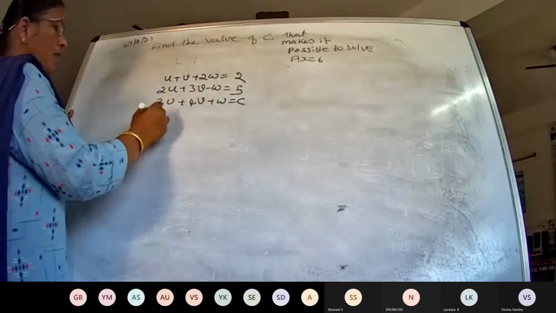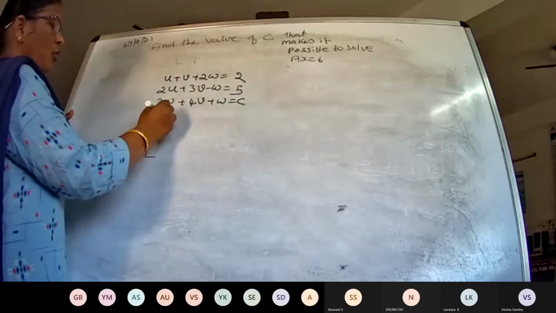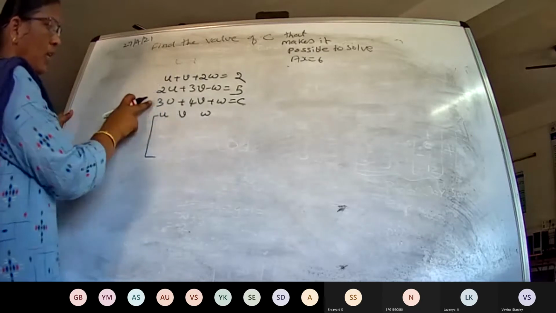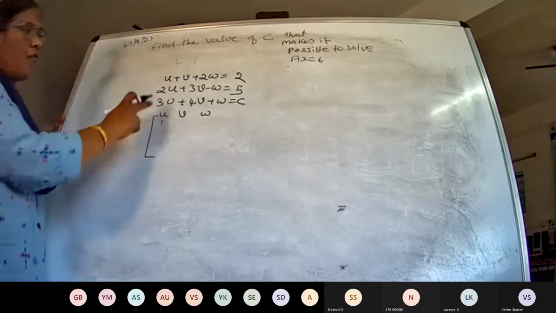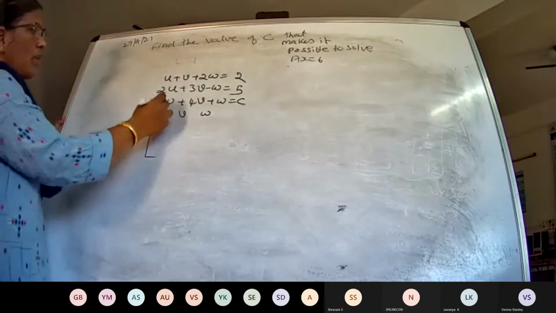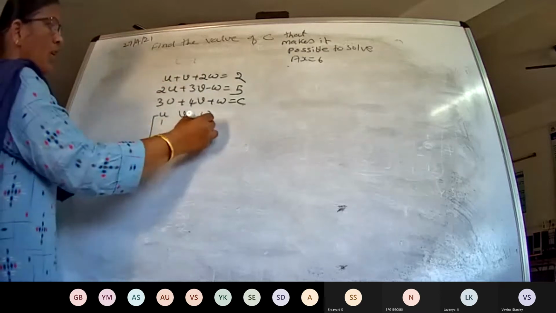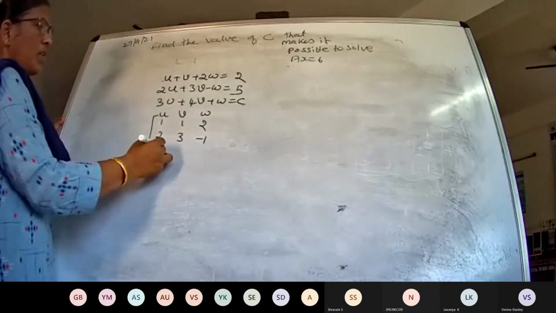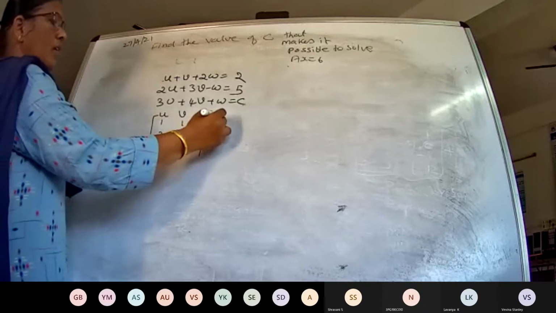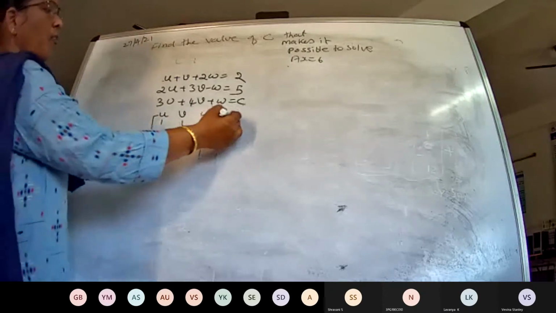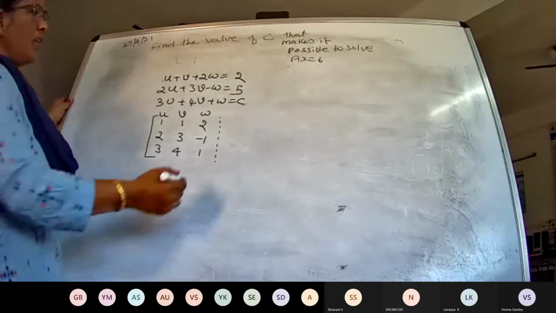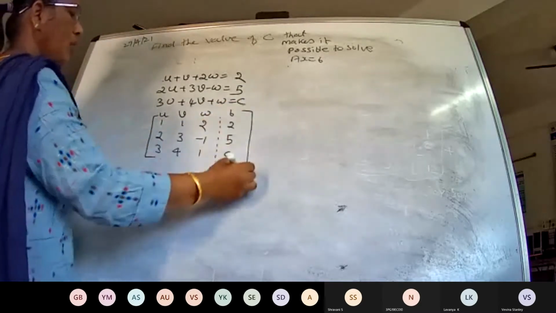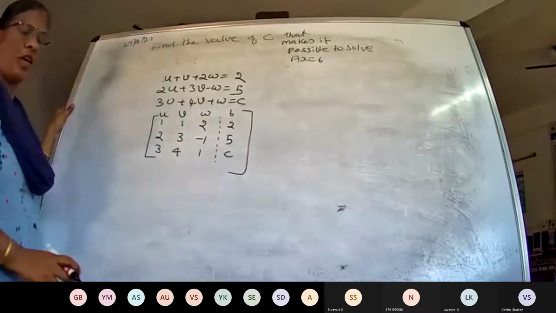So how are you going to solve it? First write down the coefficients of U, V, W, from the first equation, second equation, third equation. From the first equation, 1, 1, 2. From the second expression, 2, 3, minus 1. From the third expression, 3, 4, and 1. Put a dashed line here and write down B here itself. So it becomes 2, 5, and C. This is your B. So A and B values we have written.